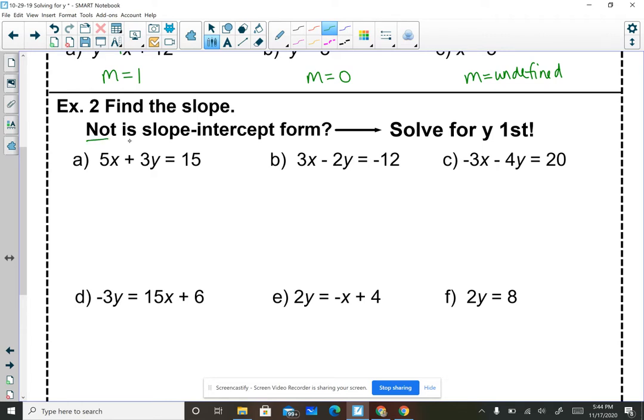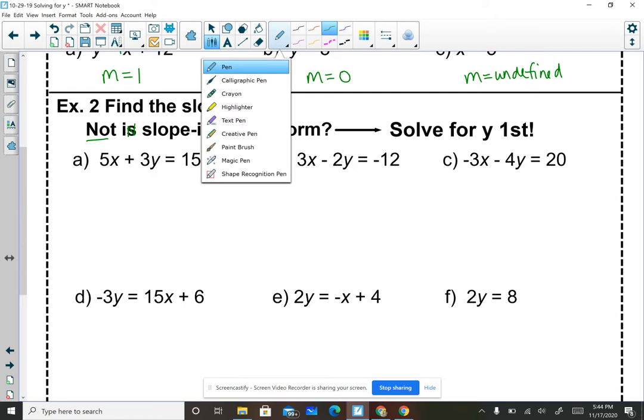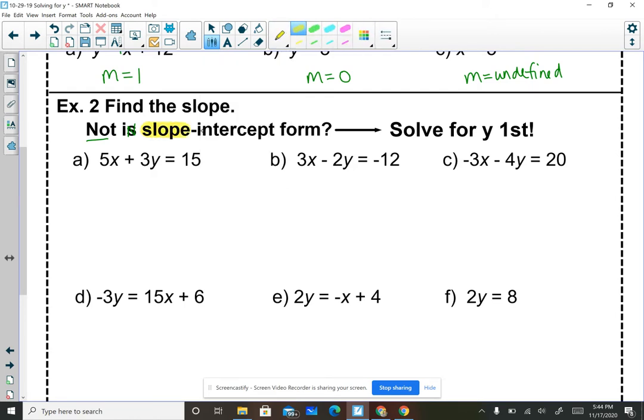If it's not in slope-intercept form, this should say "not in." That's a typo. Not in slope-intercept form is what that should say. If it's not in slope-intercept form, then you have to solve it for y. So you can't just look at the x and say, oh, slope is 5, because it's not 5. You have to solve for y first.